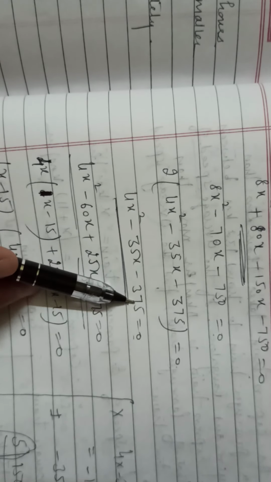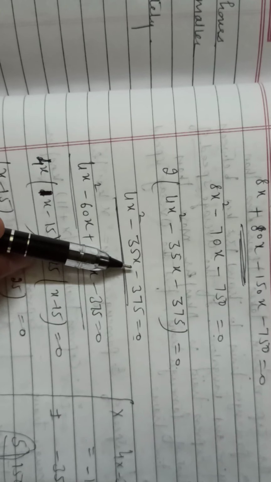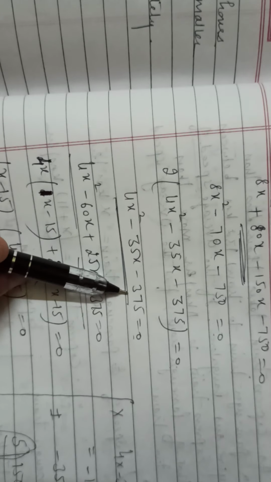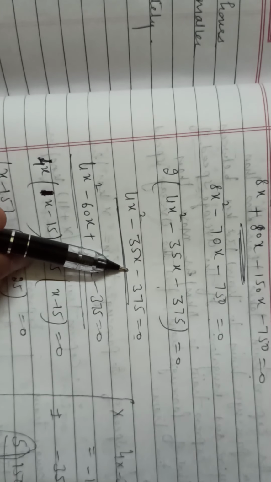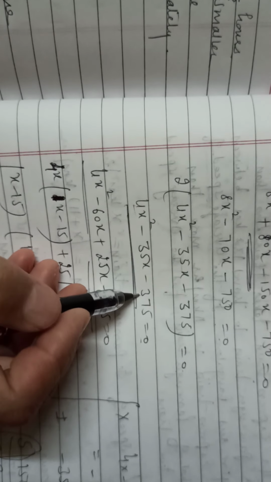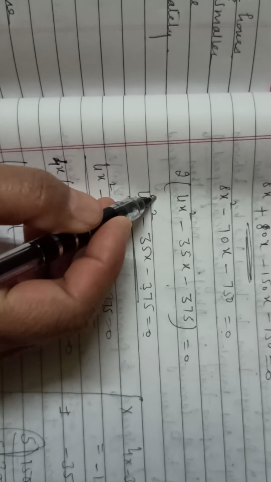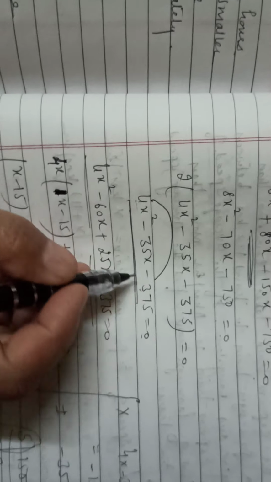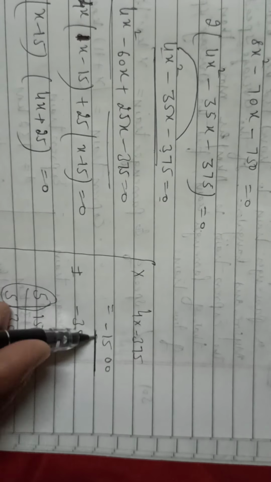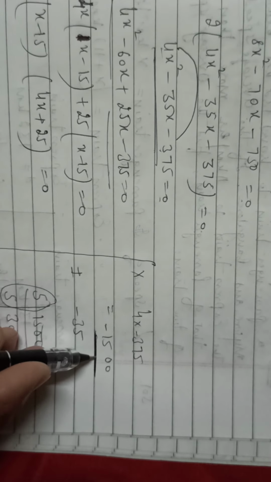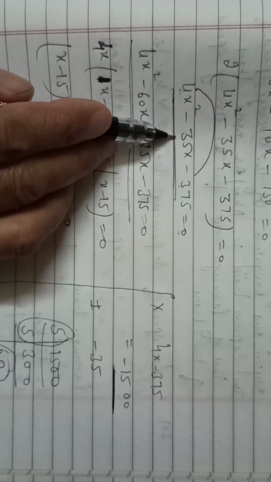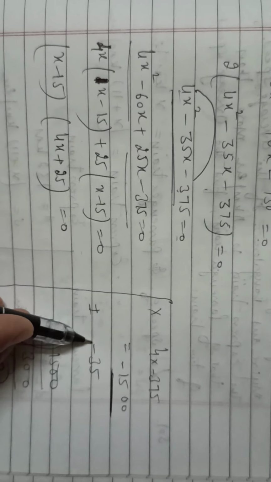This you can solve by the quadratic formula also, or you can solve it by splitting the middle term. I am doing it by splitting the middle term. A is 4, C is minus 375. By multiplying we should get AC. 4 into minus 375, we should get minus 1500. And by plus or minus we should get minus 35.